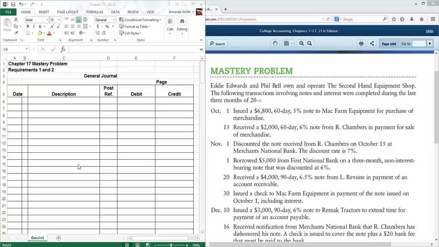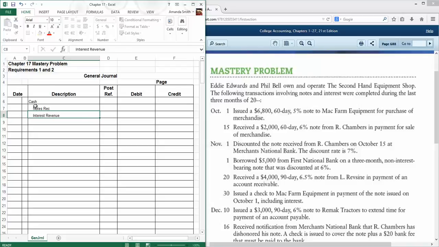So since a customer paid us with a note for items they purchased, we're actually going to be collecting on the note. So we need to record that. We're going to get an increase of cash. R. Chambers is paying off their notes receivable. So we're going to record a credit to that account to decrease it. But then since they're paying on their note, we're going to have some interest. So we need to record interest revenue.